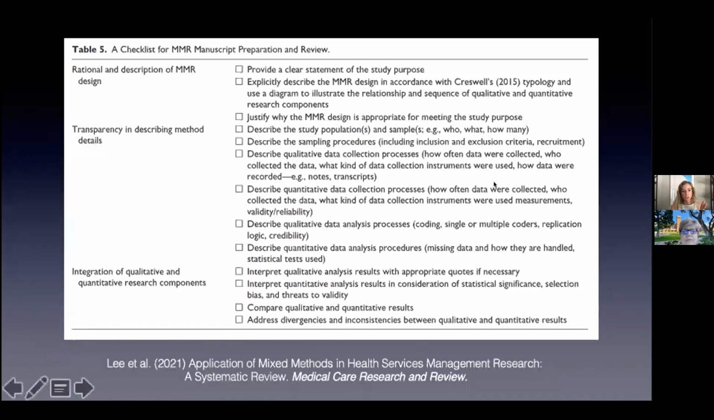I just wanted to include this because I thought this was a really nice paper that came out recently that offered a checklist of mixed methods in health services management research. And they talk about a checklist for what sorts of things you should include in your manuscripts. I think most of the people on this training are probably really good at this, but I always love checklists because they remind me of how to do the work the right way. So this was a great example of that.